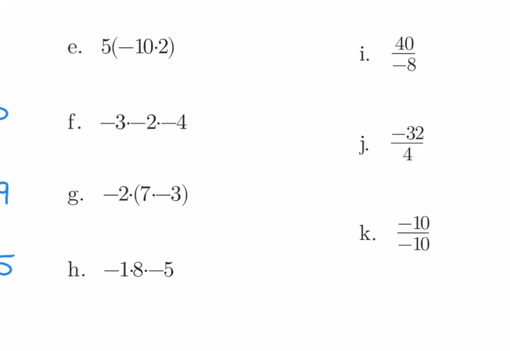So if we look at example E, the first thing I want to do is I want to multiply inside the parentheses. -10 times 2 is -20. And if we multiply 5 times -20, we get 5 times 20 is 100. I have one negative, and so it's going to equal -100.